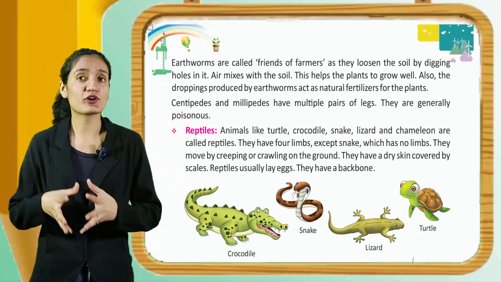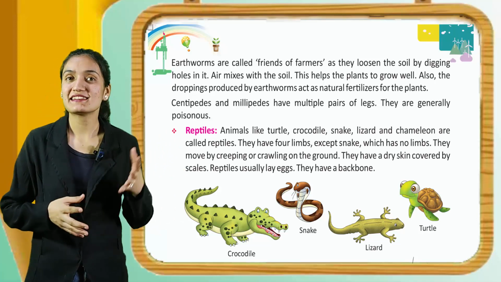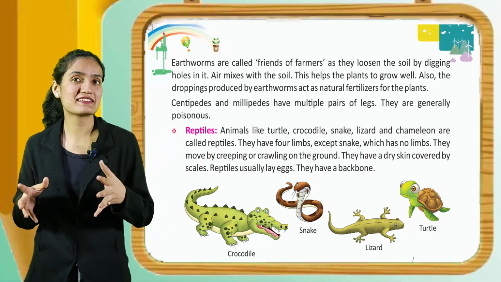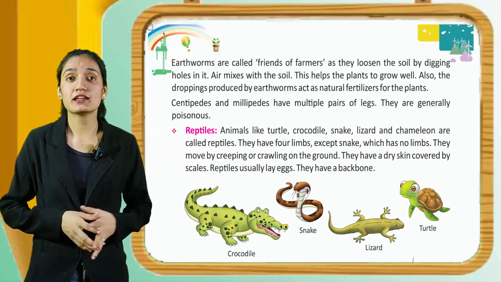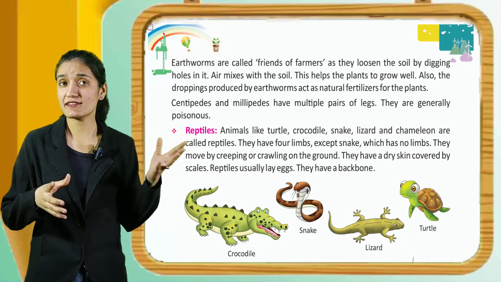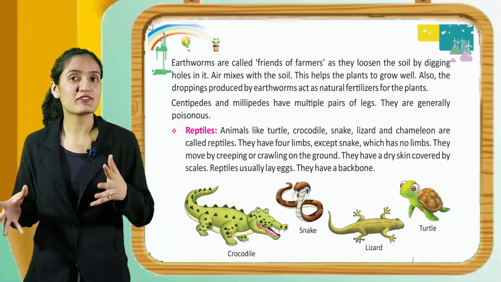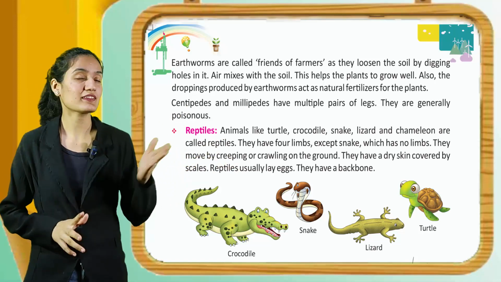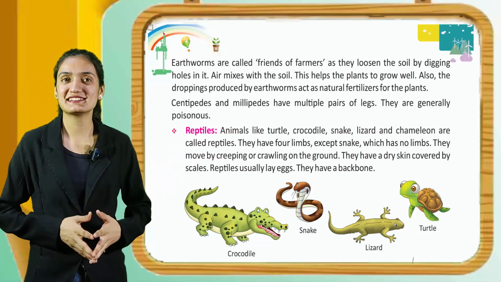Animals like turtle, crocodile, snake, lizard and chameleon are called reptiles. They have 4 limbs except snake, which has no limbs. They move by creeping or crawling on the ground. They have a dry skin covered by scales. Reptiles usually lay eggs. They have a backbone. You can see crocodile, snake, lizard and turtle.